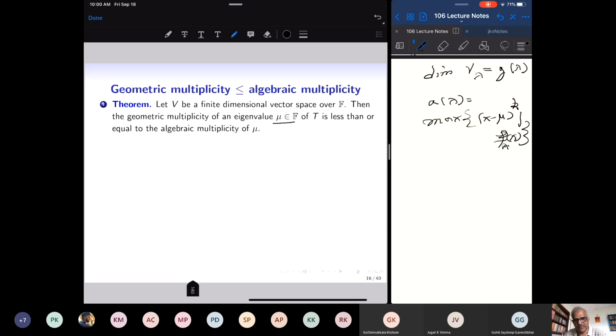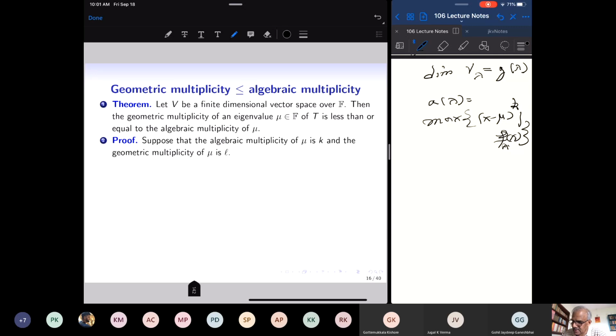And we will see what happens if it is equal. But in general, the geometric multiplicity is bounded above by algebraic multiplicity. So let us prove that. Suppose that the algebraic multiplicity is k. That means x minus mu, the largest power of x minus mu which divides the characteristic polynomial, is k.